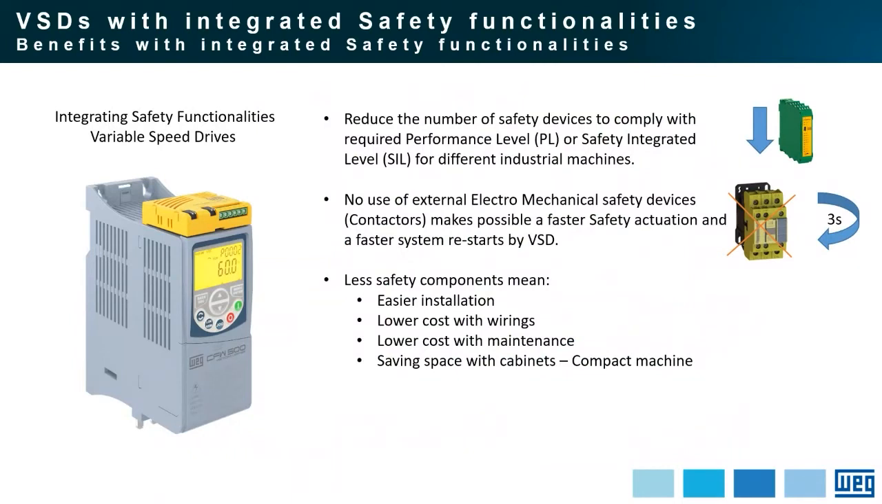There are other nice benefits when we are removing the electromechanical safety devices like the contactors, because removing the contactors makes it possible to control the machine in a fast way, including the safety actuation, and also it's faster to have a system restart by the variable speed drive. For example, the variable speed drive needs about 2 or 3 seconds to restart due to the internal pre-charge circuit. And so this time reduction also will help to increase the industrial productivity.